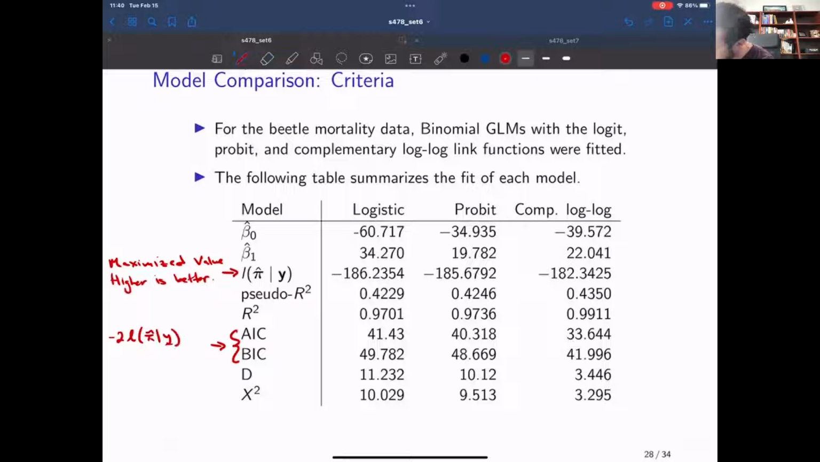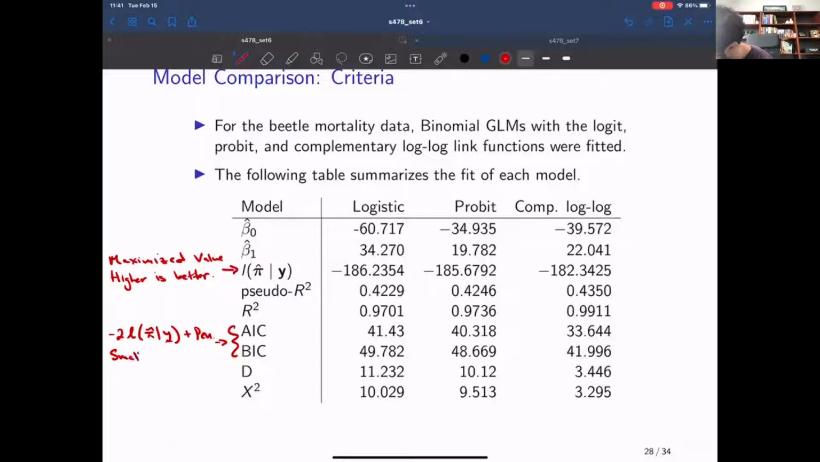Now, with the AIC and the BIC, these are -2 times the log likelihood of pi hat given y, plus a penalty. Now, in this situation, again, we're multiplying by -2. So we have taken a function that's increasing and we flipped it upside down. And then we've added a penalty to it. So in this situation, it's the smaller value that's actually better. So smaller is better.